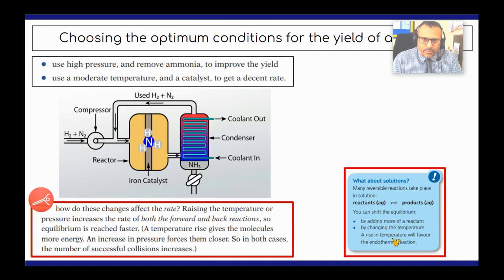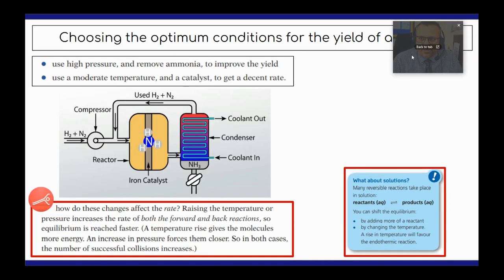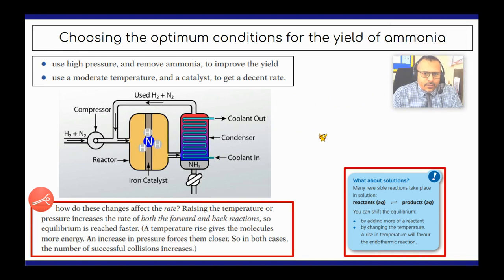So the optimum conditions for the yield of ammonia are as follows. Use high pressure, whatever you can achieve to keep the process profitable, because high pressure is something that is generally dangerous. So you do need to have thicker pipes, more safety around the condenser, a more powerful compressor, and so on.